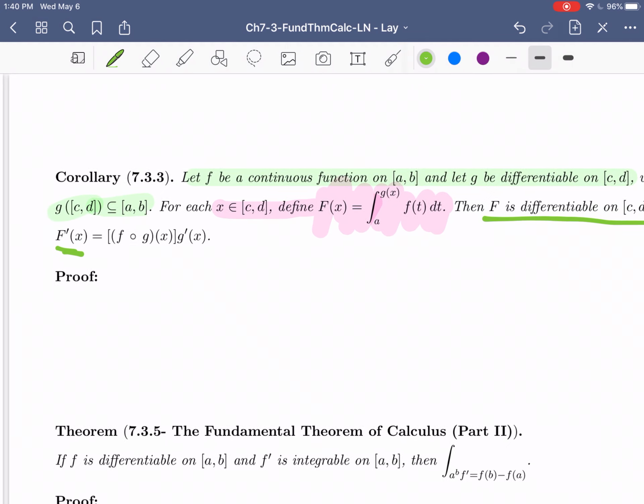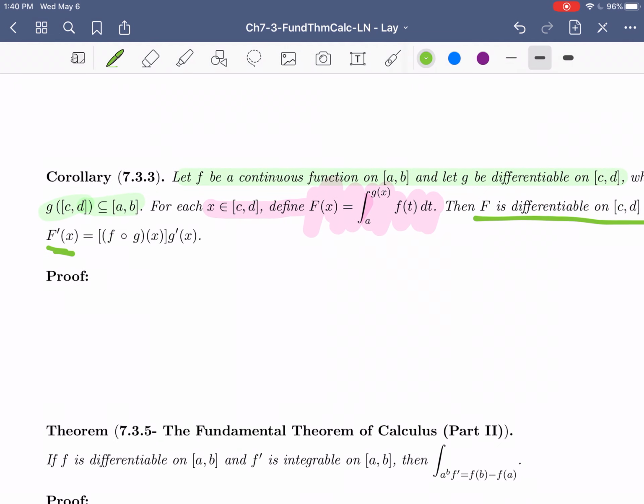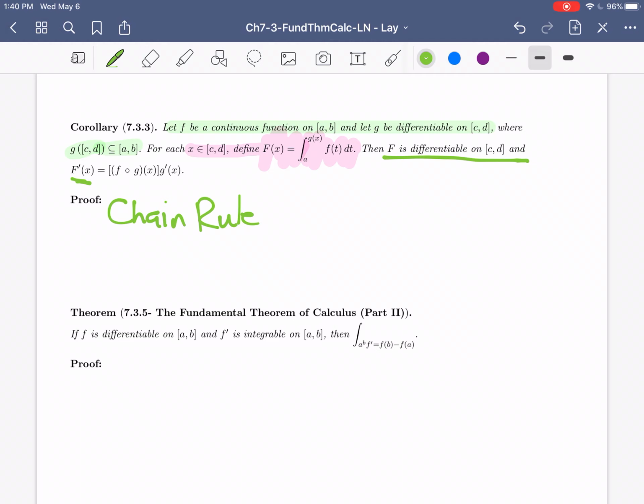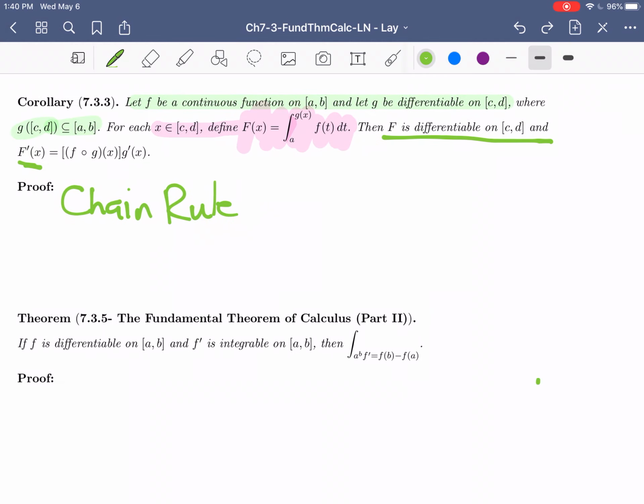And so our proof here, I say it's a proof, that's way too generous. The idea here is just to use the chain rule. If you use the chain rule, then you will be able to work through that and get the particular derivative that we have there.